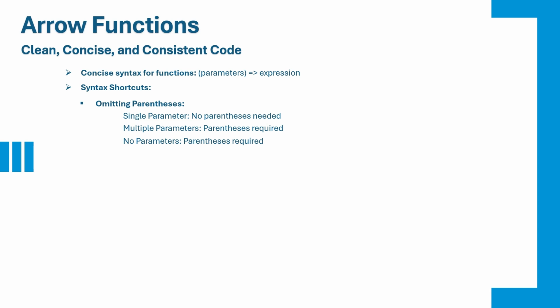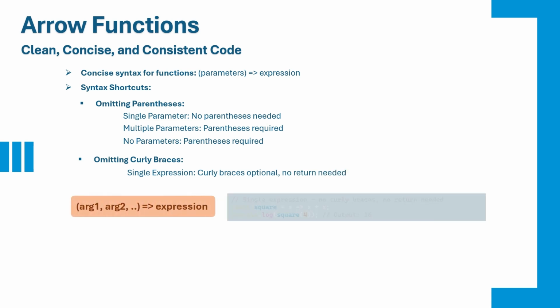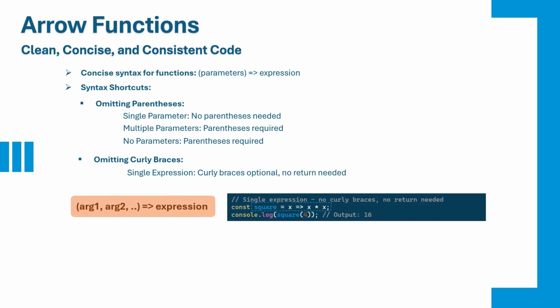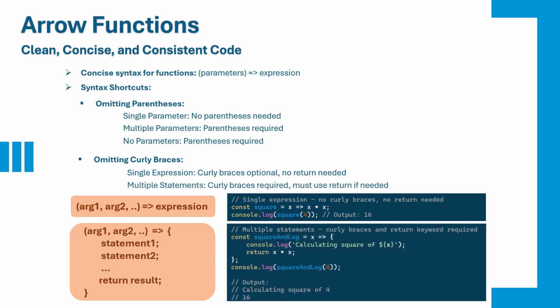Another convenient shortcut with arrow functions is omitting the curly braces and return keyword when your function contains only a single return statement. But if your function includes more than one statement or performs additional operations, curly braces are necessary to define the function body. In these cases, if you wish to return a value, you'll need to explicitly use the return keyword.